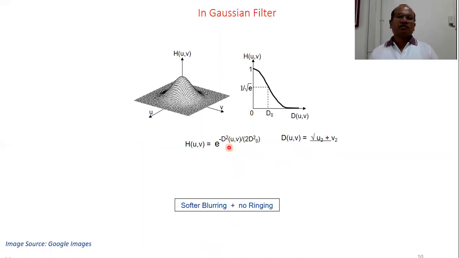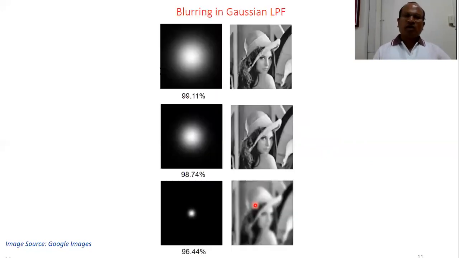So in the Gaussian filter, blurring is very soft, and almost no ringing is there. Blurring in the Gaussian low pass filter, here it is 99.11%, here it is slightly less and slightly less. So if blurring is reduced, you see here, blurring is less. Sometimes blur is a quantity which is to be distinguished, differentiated from smoothing.